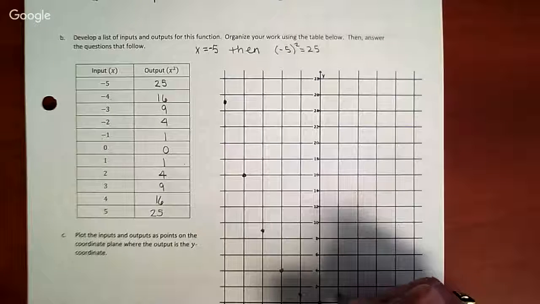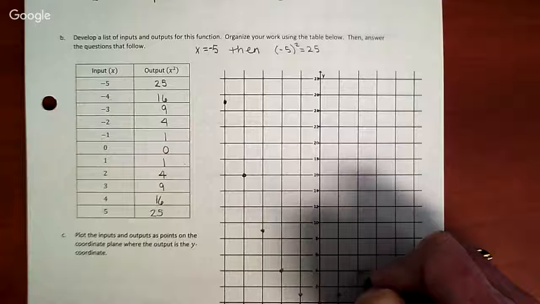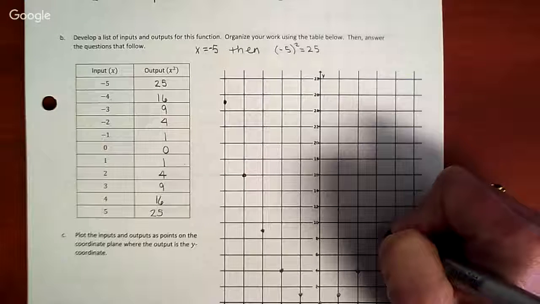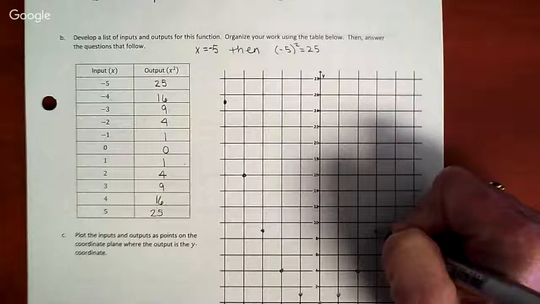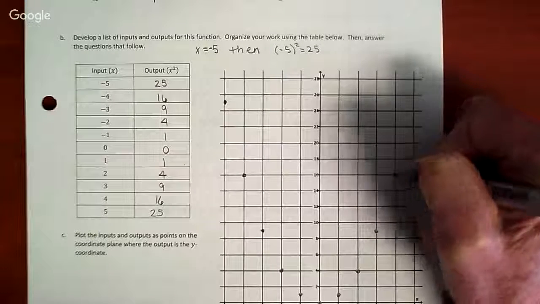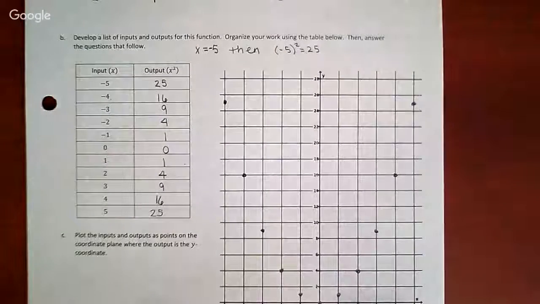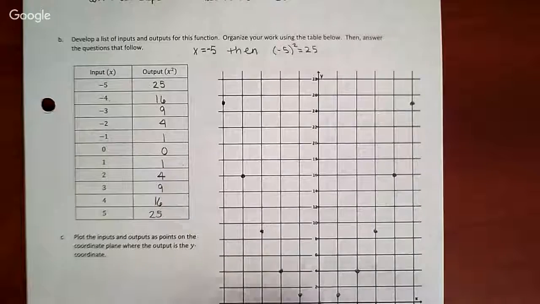1 and 1. Let me color that a little bit better. 2 and 4. 3 and 9. 4 and 16. 5 and 25. And again, please make sure, ladies and gentlemen, that you do not connect the dots here or the points on this coordinate plane.